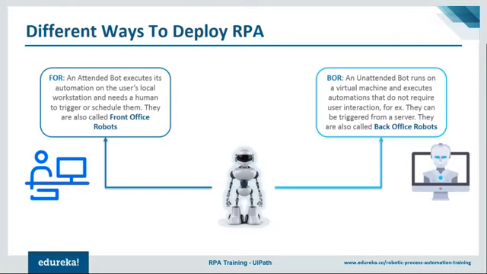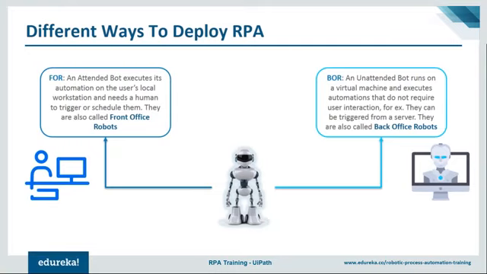Now, even if you have a back office robot, that does not mean that it cannot execute through a human trigger or by scheduling. It can also do that. But a front office robot will never be able to do so. Why are we discussing this? Because when you talk about UiPath, guys, the community edition that you will be practicing on will only be focused on front office robots.